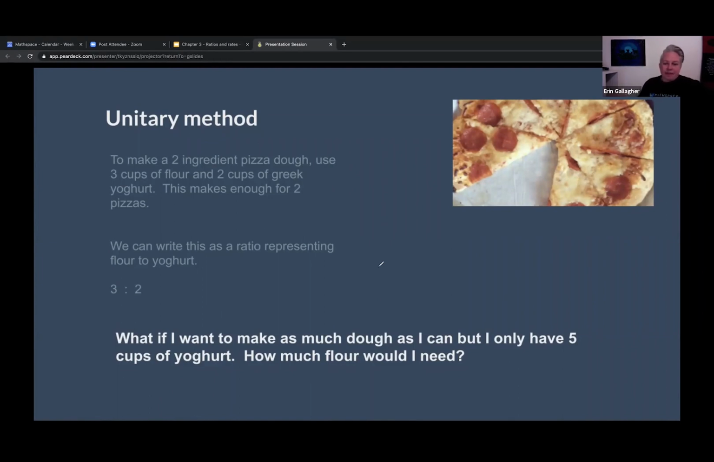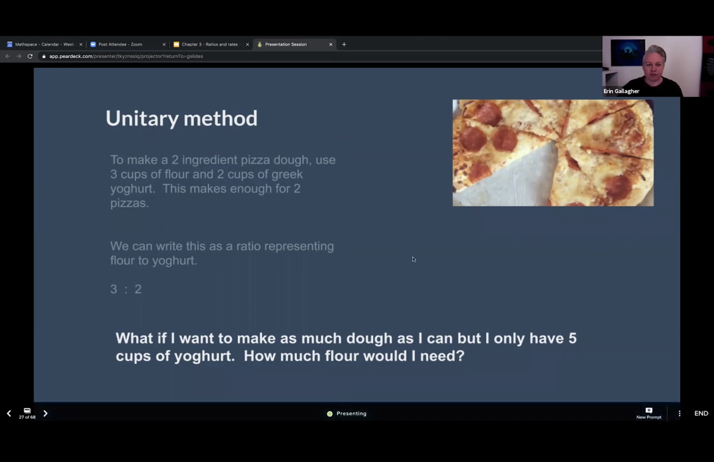Now, what if I want to make as much dough as I can, but I only have 5 cups of the yogurt? How much flour would I need for that? So I want to make as much as I can, but I only have 5 cups of yogurt. So we're going to work this one out on the screen.